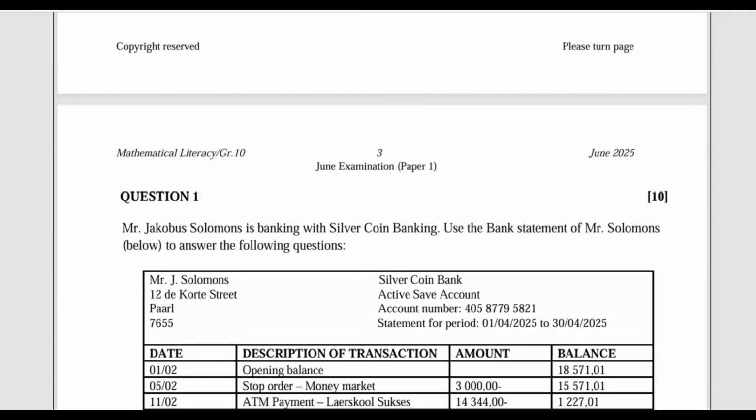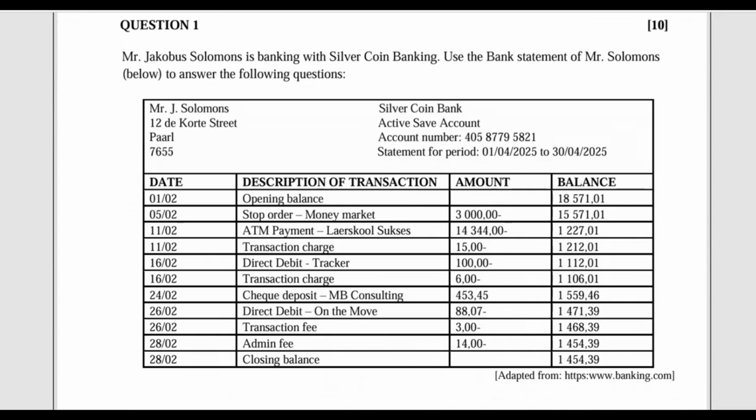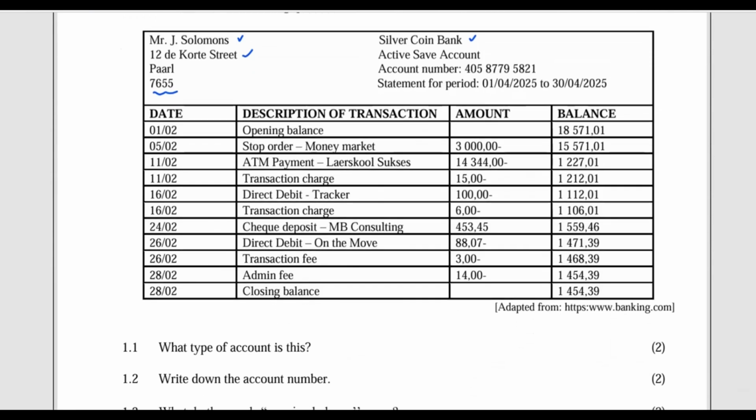With question 1, they are telling us that Mr. Jacobus Solomons is banking with Silvercoin Banking. Use the bank statement below to answer the questions. What we can see is the name, the address, the code, the type of bank being used, the type of account, the account number, and the period of the statement. We're also seeing the descriptions, the dates and the amounts, as well as the balance at the end of those particular transaction days.